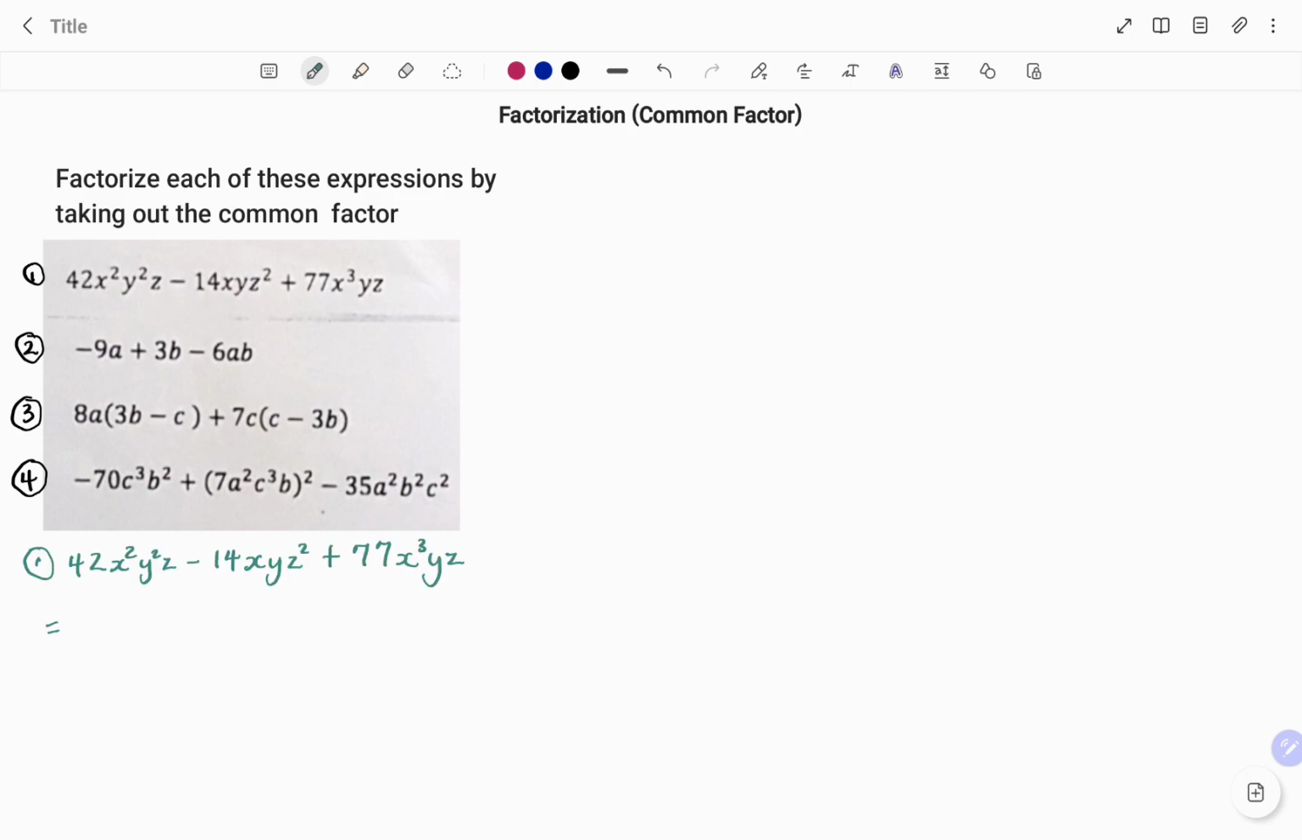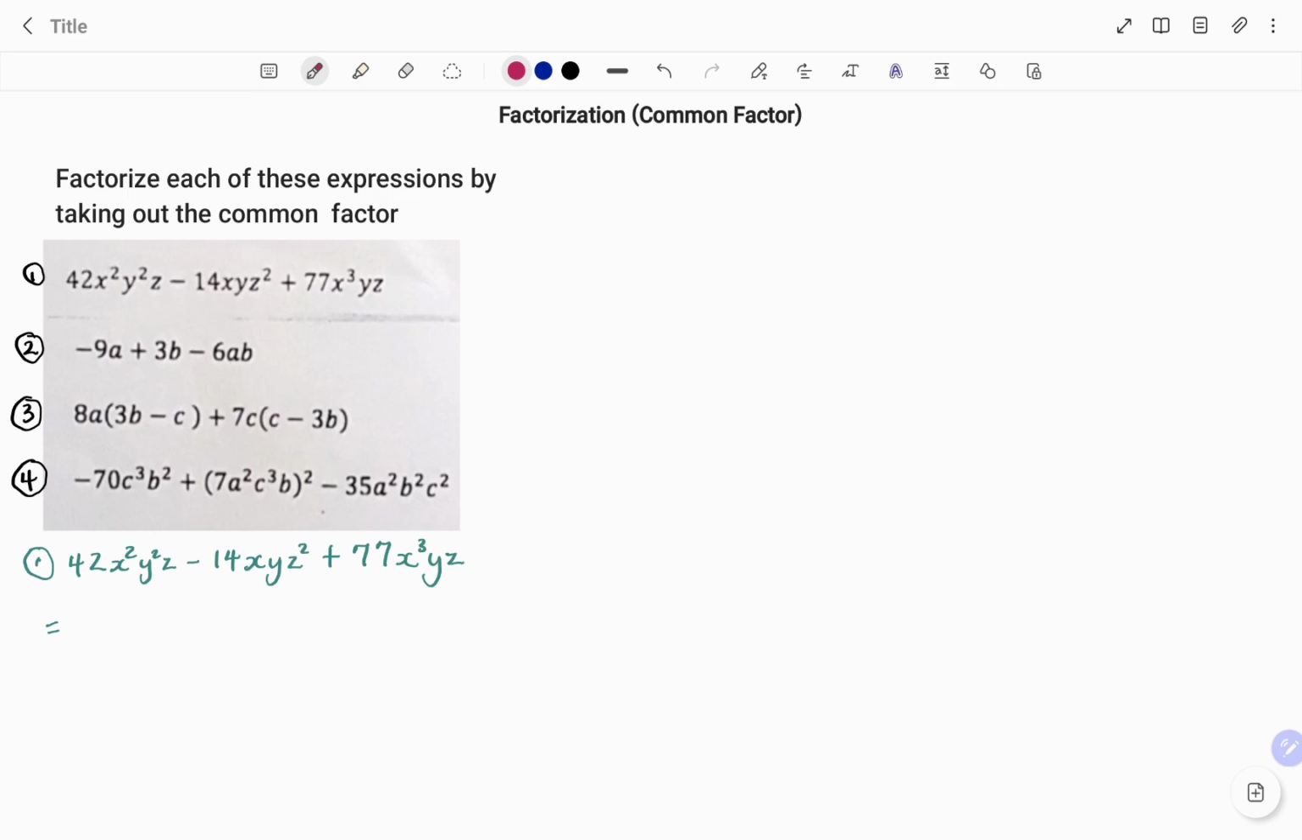In the first example, we have 42x squared y squared z minus 14xyz squared plus 77x cubed yz. To start with, we need to find out what the highest common factor for the whole numbers are. If you're not sure how to do that, check the link in the comment section on how to find the highest common factor of any set of numbers.